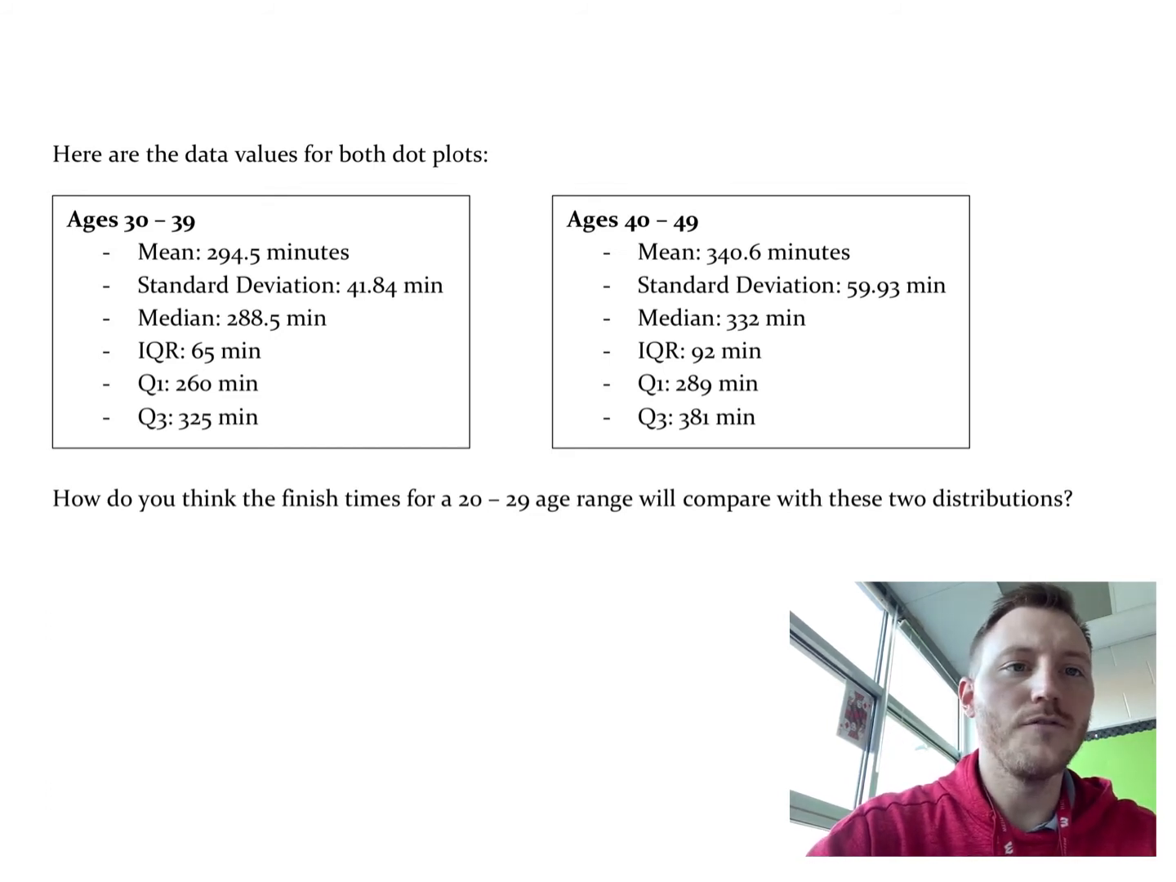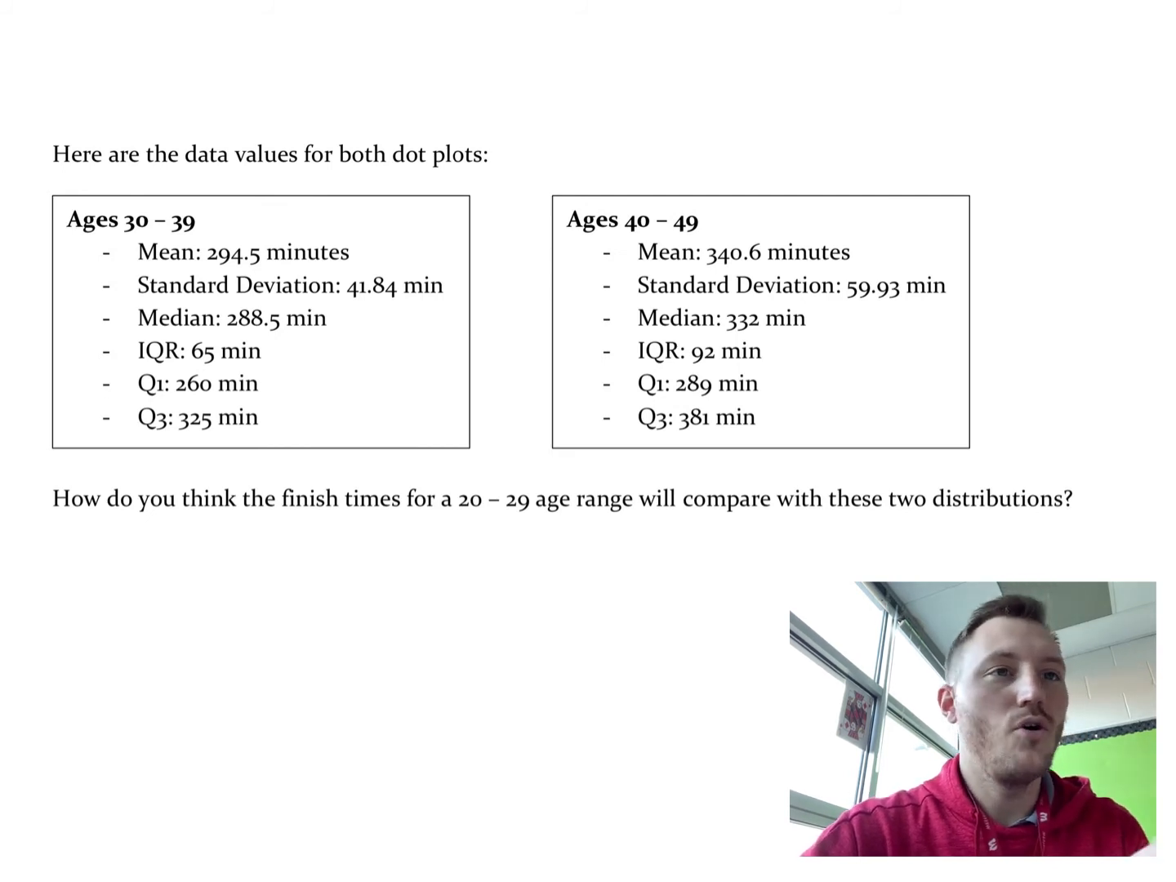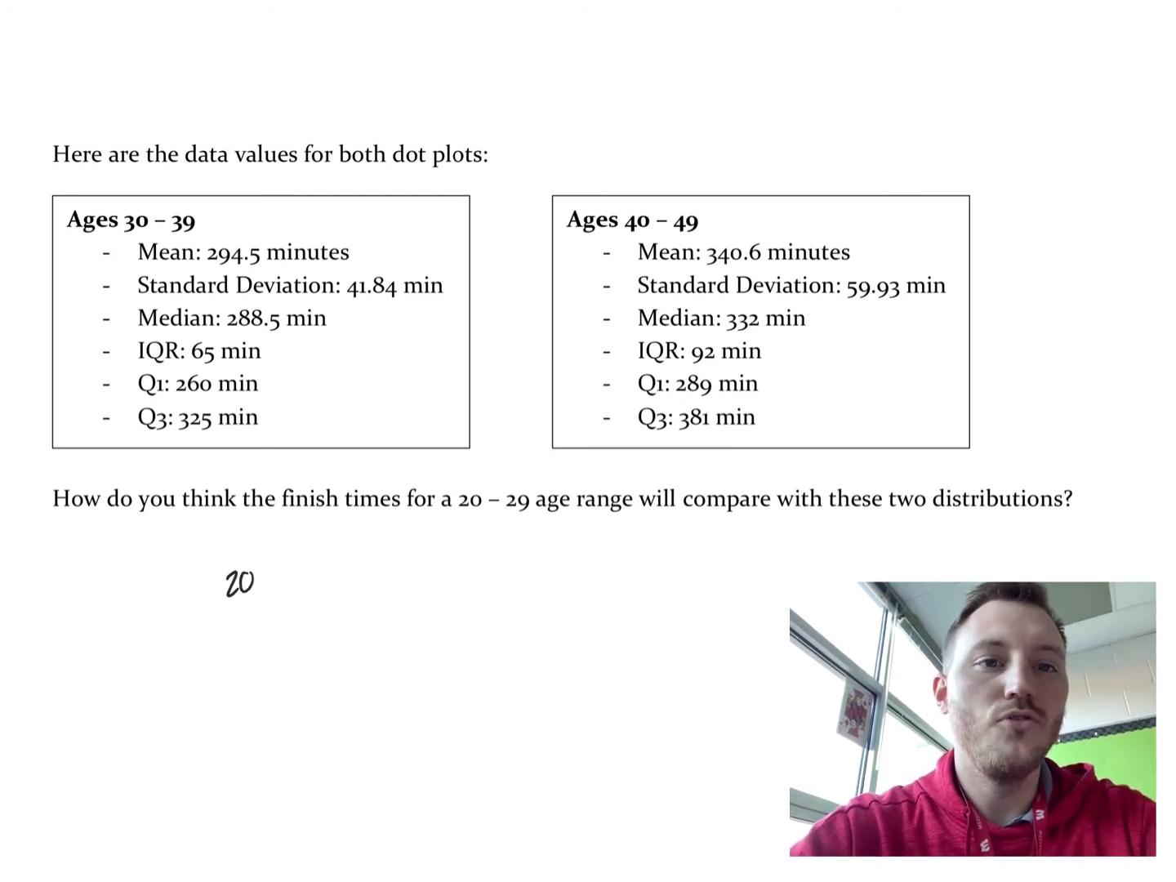It asks, how do you think the finish times for the 20 to 29 range will compare with these 2 distributions? If we're thinking about 20 to 29, the question is whether we linearly get worse over time. So maybe for the 20 to 29, the mean might be like 270 minutes or something like that. And the standard deviation might be lower.